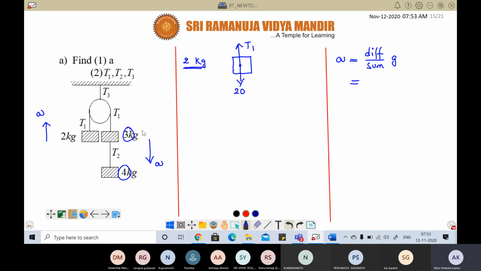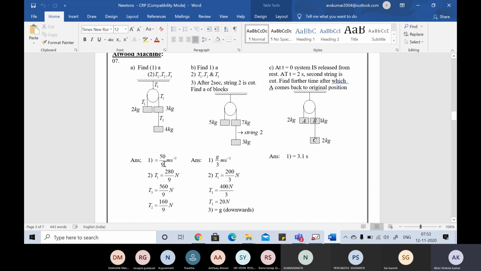So for that, you assume that 3 and 4 are one block. So this side is 2 kg and this side is 3 plus 4, 7 kg. Now difference in mass, 7 minus 2, 5. 7 plus 2, 9, into 10, so that means 50 by 9 meter per second square. What is the answer given? 50 by 9. See here, a equal to 50 by 9 meter per second square directly.